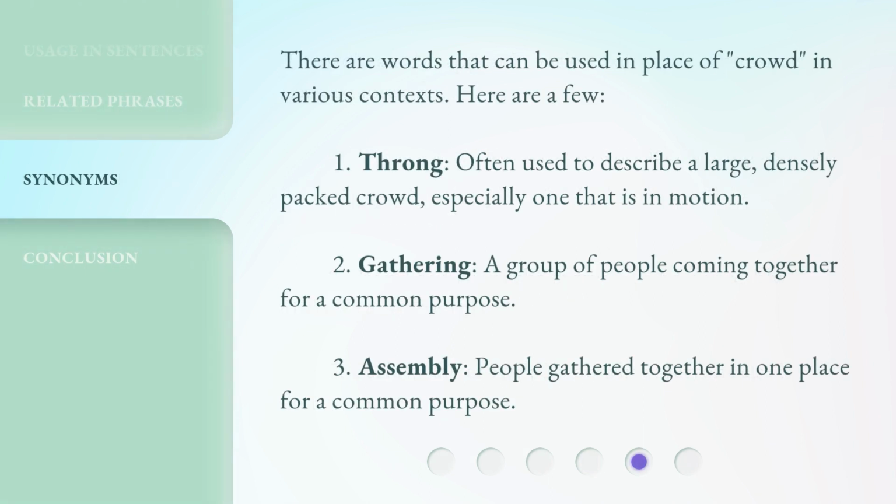There are words that can be used in place of crowd in various contexts. Here are a few. 1. Throng. Often used to describe a large, densely packed crowd, especially one that is in motion. 2. Gathering. A group of people coming together for a common purpose. 3. Assembly. People gathered together in one place for a common purpose.